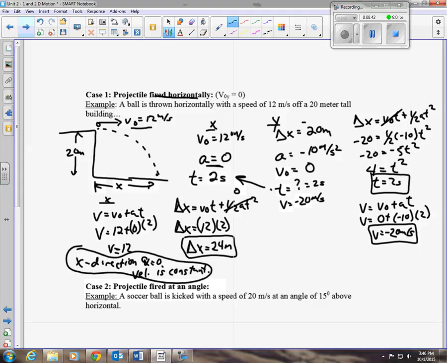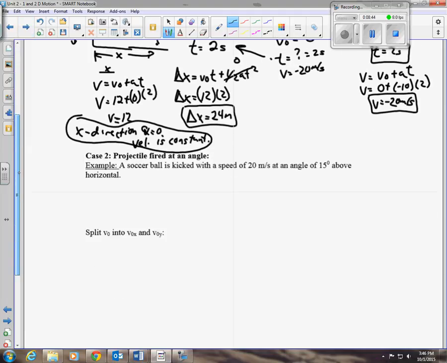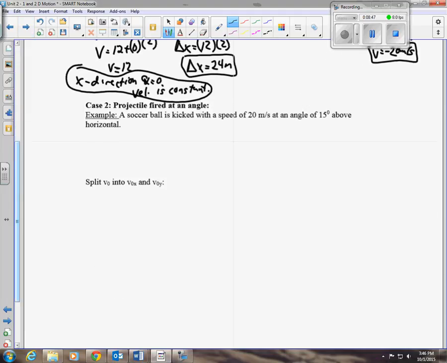Okay, one more example. Alright, projectile fired at an angle, and here's an example of that. A soccer ball is kicked with a speed of 20 and an angle of 15 degrees. So I have my soccer ball kicked with a speed, that's the initial velocity of 20, and an angle of 15 degrees. And gravity's going to make it come back down and land here. Alright, so this velocity is neither an x thing or a y thing, so I have to split it into x and y.